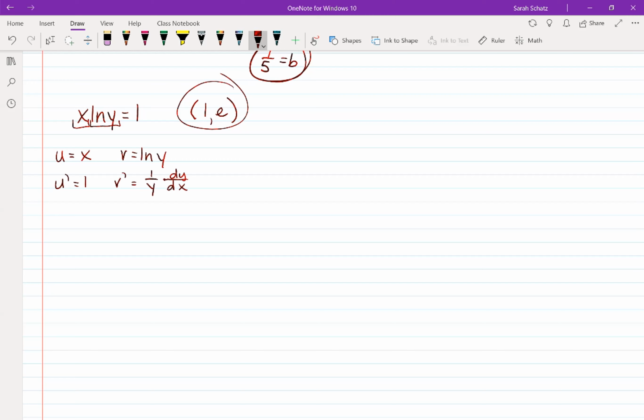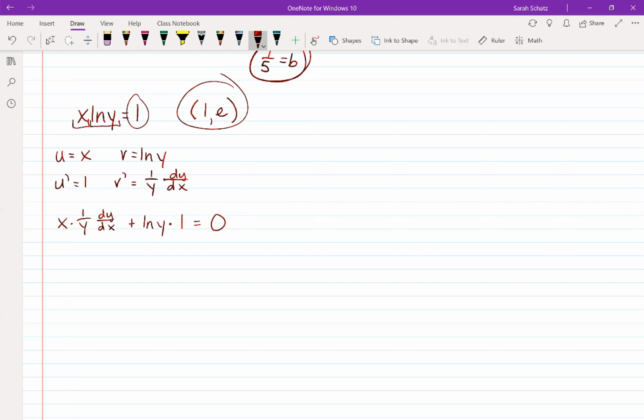So let's put that together with the product rule. It's u times the derivative of v, so x times 1 over y dy/dx, plus v, which is natural log y, times the derivative of u, which is just 1. On the other side, this 1 just turns into a 0.